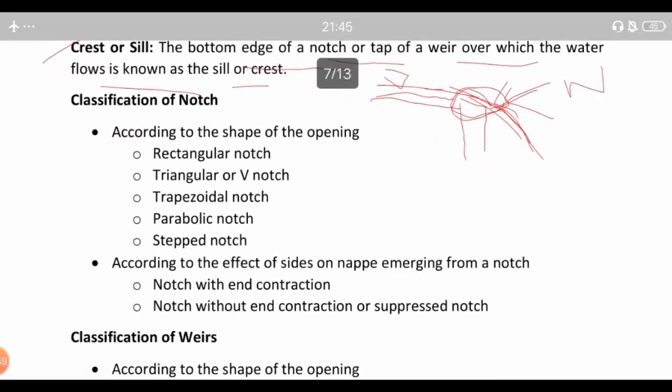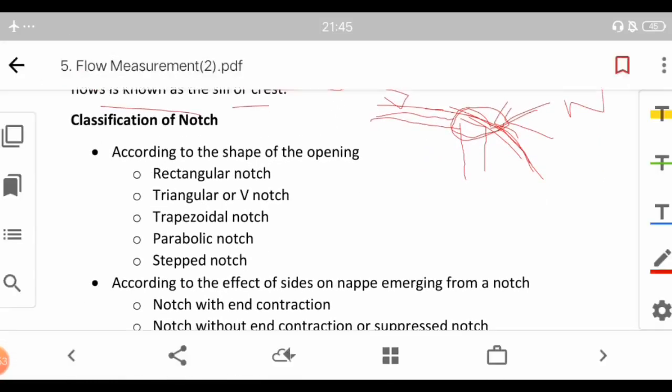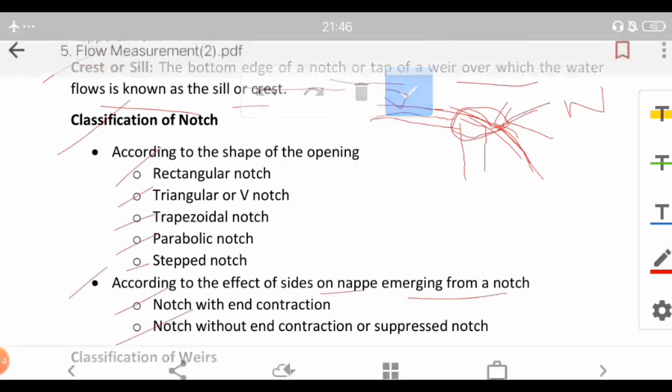So let's classify the notches. According to the shape of the opening, it can be rectangular, triangular or V, trapezoidal, parabolic and stepped. Also, according to the effect of sides on the nappe emerging from a notch, there is notch with end contraction and notch without end contraction, or suppressed notch.